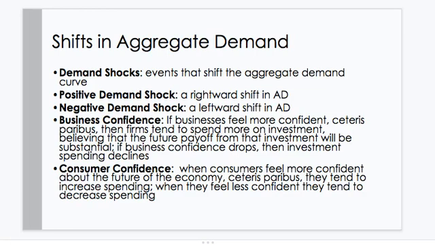Shifts in aggregate demand. Demand shocks, events that shift the aggregate demand curve. Positive demand shock is a rightward shift in AD. Negative demand shock is a leftward shift in AD. Business confidence. If businesses feel more confident, ceteris paribus, then firms tend to spend more on investment, believing that the future payoff from that investment will be substantial. If business confidence drops, then investment spending declines. Consumer confidence. When consumers feel more confident about the future of the economy, ceteris paribus, they tend to increase spending. When they feel less confident, they tend to decrease spending.